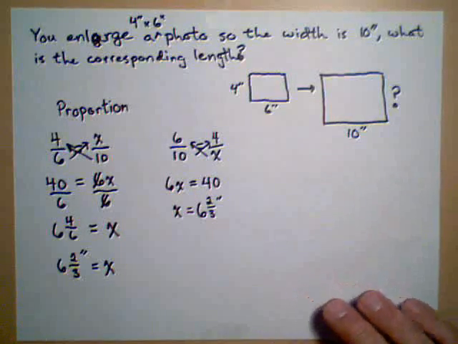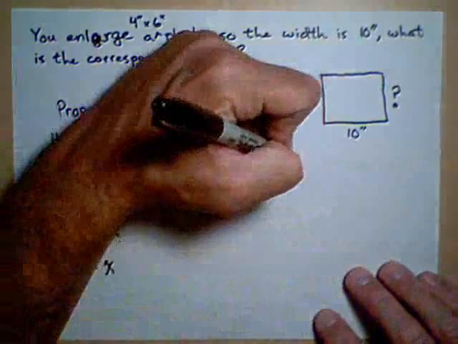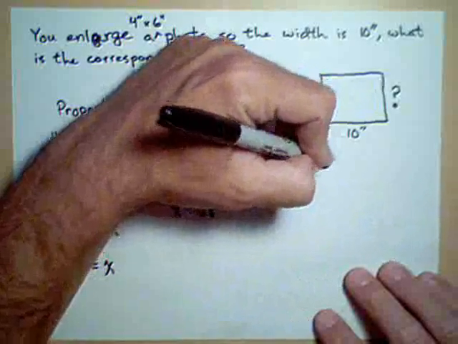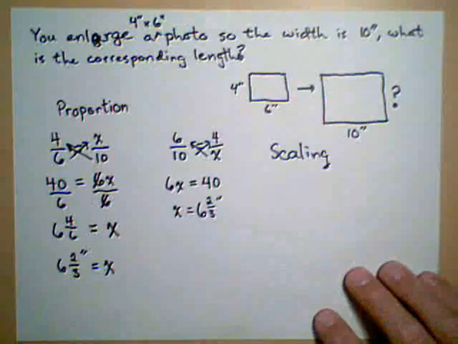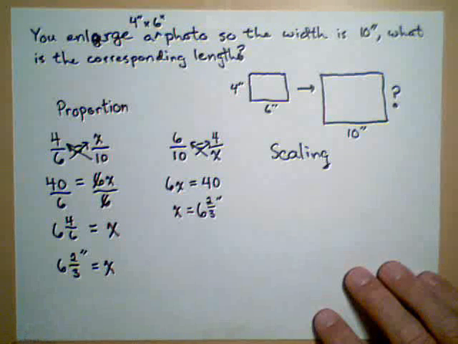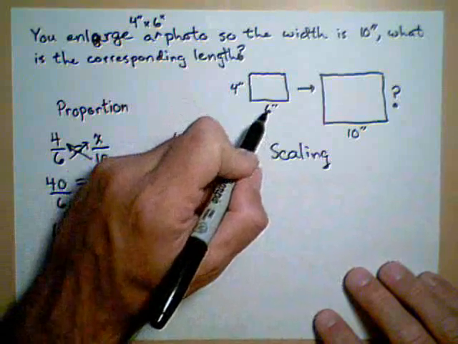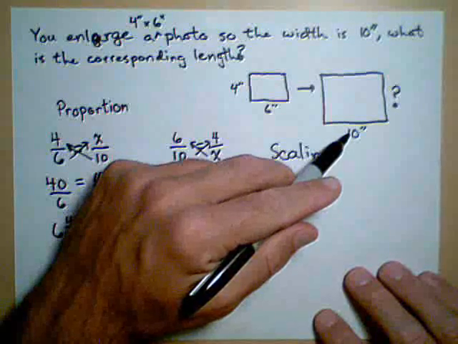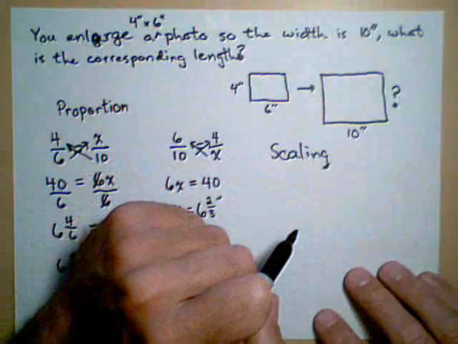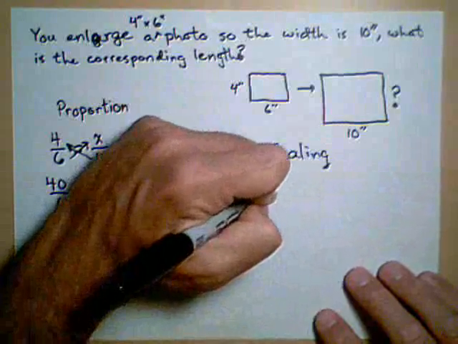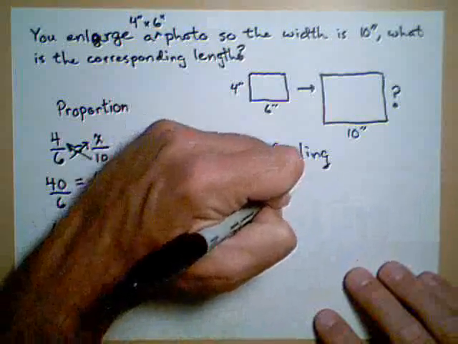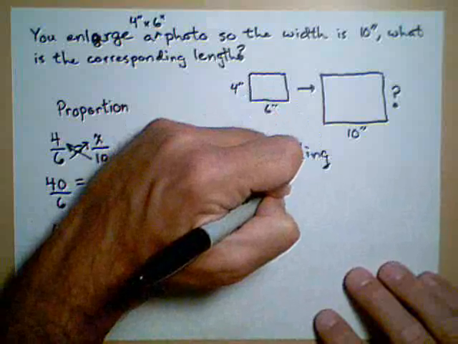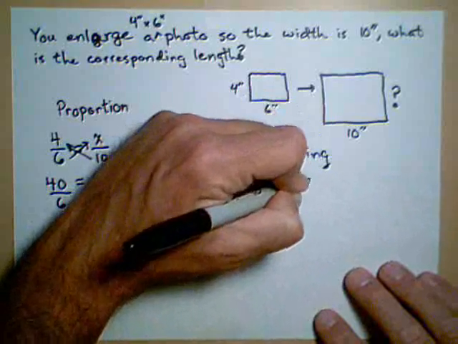A third way of solving these kinds of problems is called scaling. What scaling involves is looking at the scaling factor of going from one photo to the other. This can actually be thought of as a percent increase as well. So the question is, what is 6 getting multiplied by in order to get 10? So what we're going to look for is that scaling factor. We're going to take 6, and it's getting multiplied by some scaling factor, let's call it r since we've already used x, to get 10.